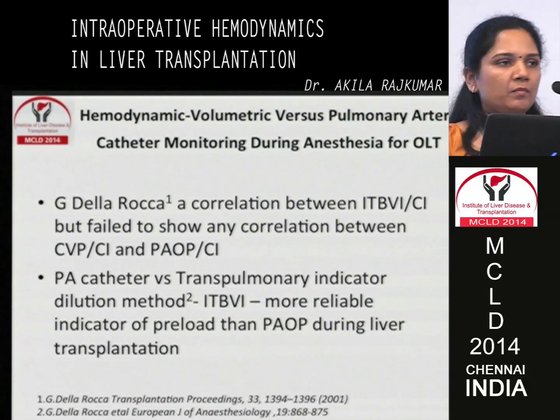The transpulmonary indicator dilution methods, like the PICCO monitors, are gaining real popularity. And now we know that the correlation between intrathoracic blood volume index and the cardiac index and stroke volume index is significantly better than the pressure variables like CVP and pulmonary artery occlusion pressure with the cardiac index and stroke volume index. So it's a more reliable indicator of preload than pulmonary artery occlusion pressure during liver transplantation.